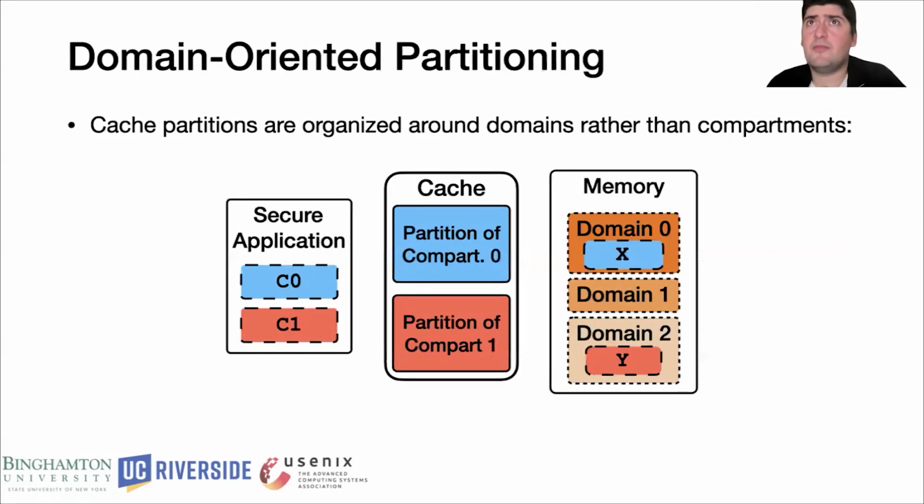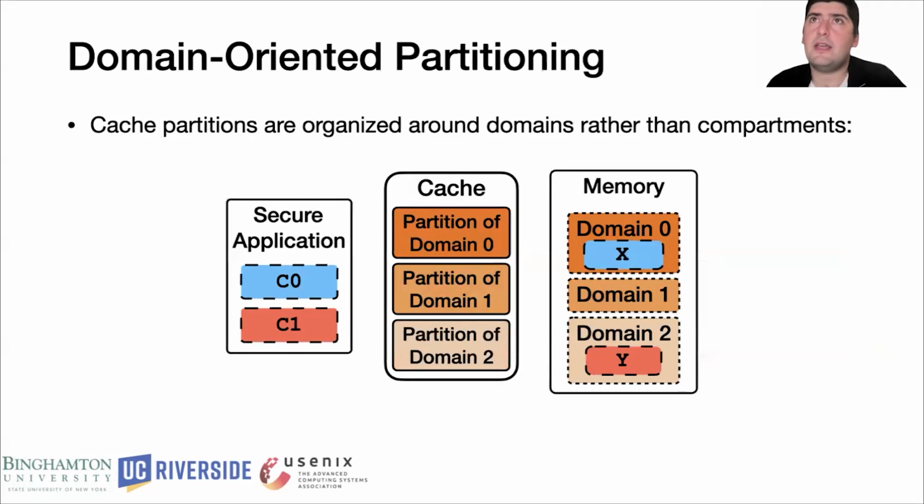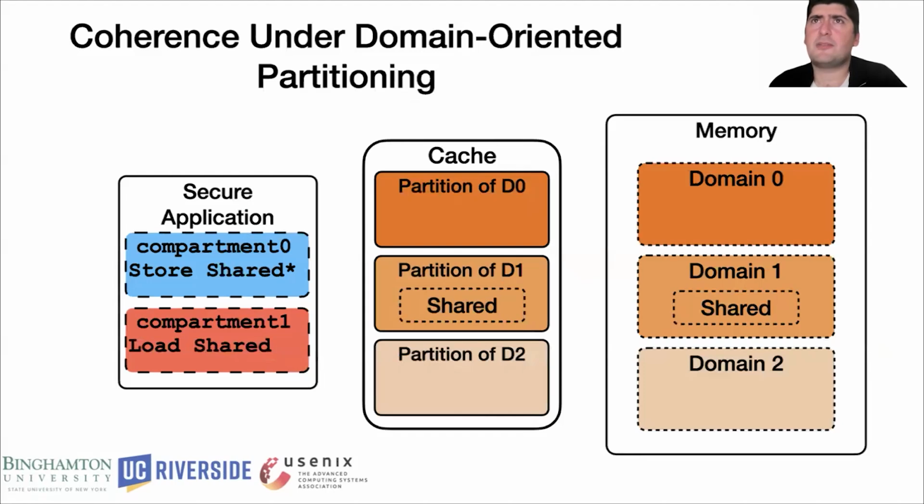In response to this problem, we present domain-oriented partitioning, where cache partitions are based on domains instead of compartments. In this figure, private data X and Y cannot collide in the cache space. Since domain 1 here is shared among these compartments through intentional permission delegation, shared data is not subject to side channel protection. Now let's follow the prior example in a domain-oriented setting.